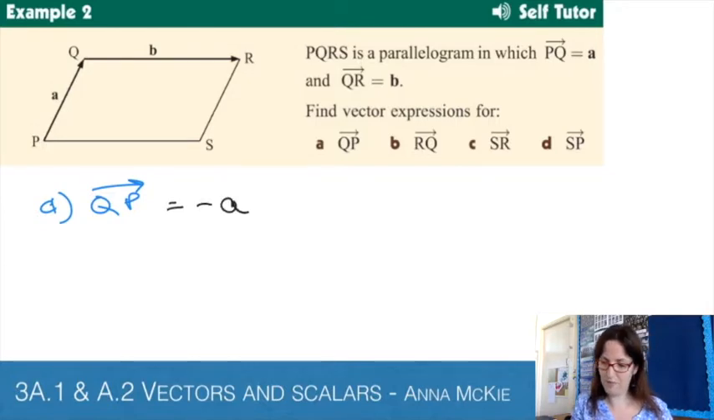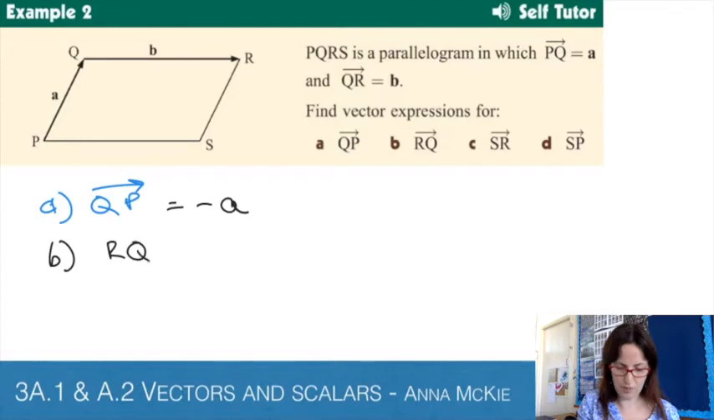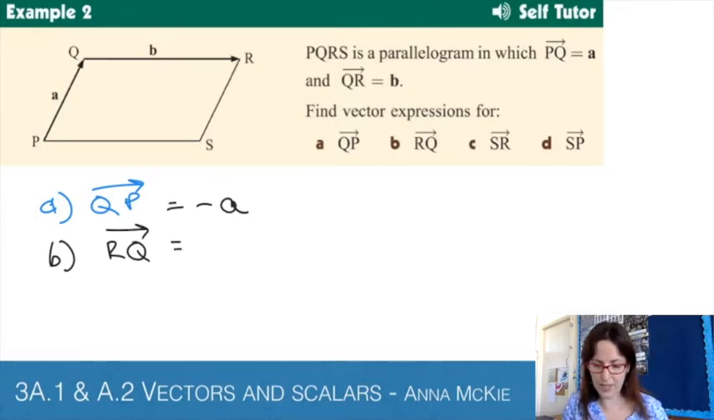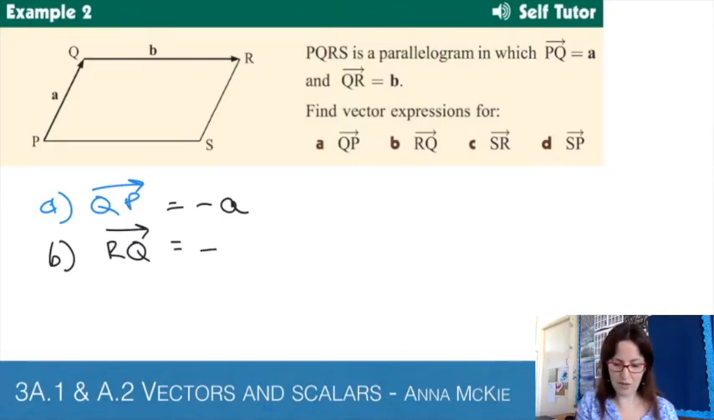Next one, RQ. So there's our arrow on the top, capital letters there. RQ. So you find R and you find Q. There's a vector that runs along that way, B, but it's in the opposite direction of what you want. So to go from R to Q, it's the same length as QR, but in the opposite direction of the vector you've been given. So we've got negative B.